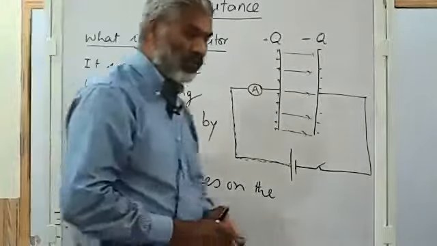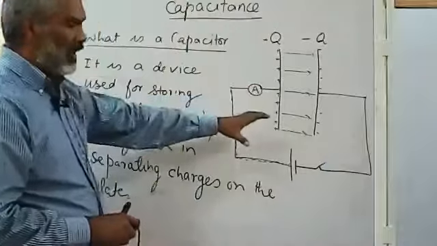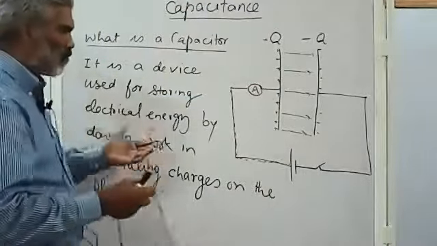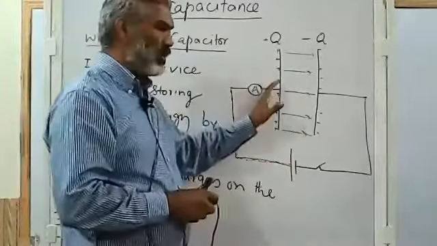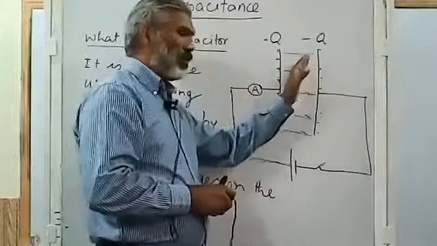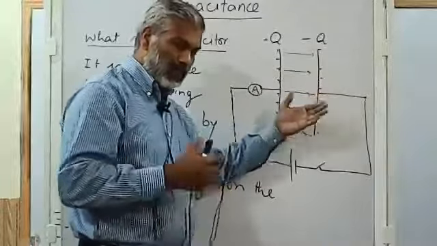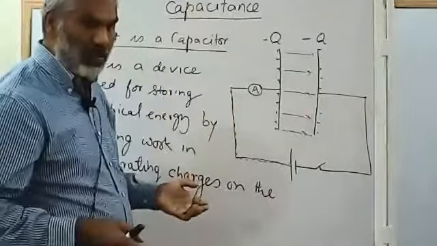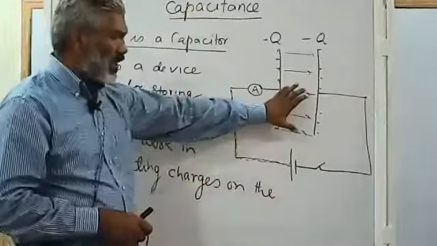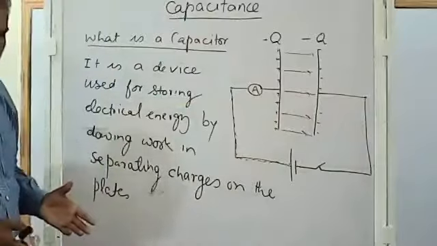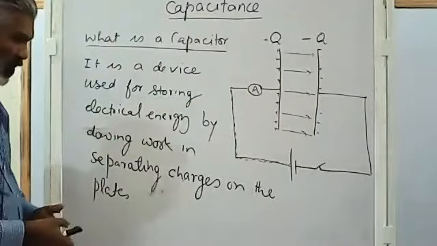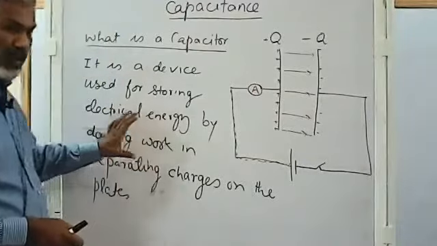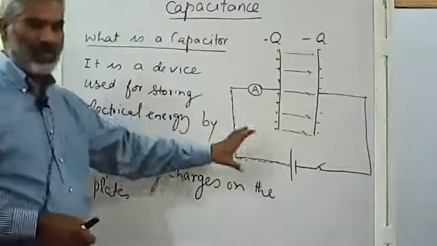So charges are accumulated on the plates, and although the net charge is 0, since the battery has done work in separating them, accumulating positive charges on this side and inducing or attracting the opposite charges of the same amount on that plate, and as a result creating a difference of potential, an electric field, the electrical energy becomes available and we can make use of it whenever we want. So this is the energy which is stored on a capacitor.